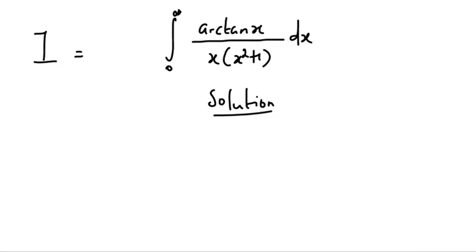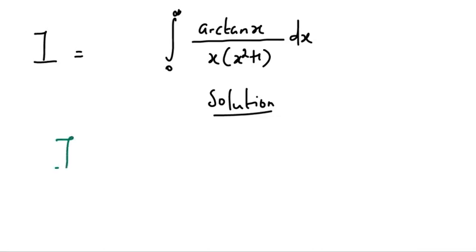Today we have this interesting improper integral: the integral from 0 to infinity of arctangent of x divided by x times (x squared plus 1) dx. So let's see how we're going to evaluate this nice looking integral involving the arctangent function. Okay, let us use Fermat's technique.